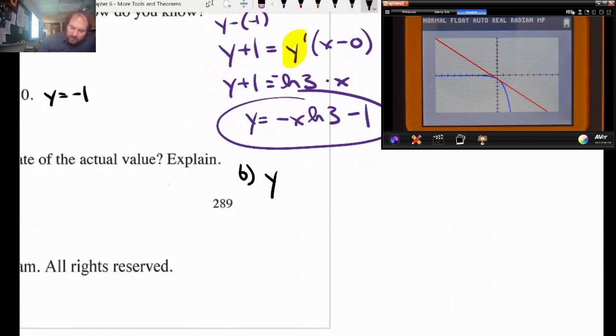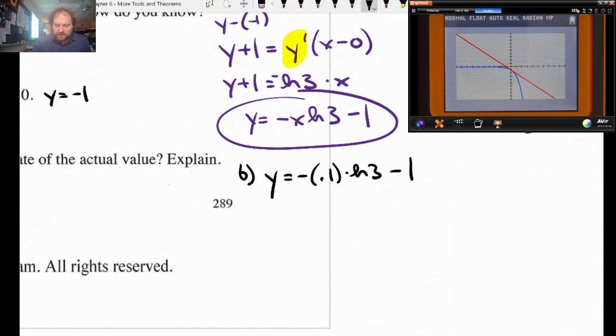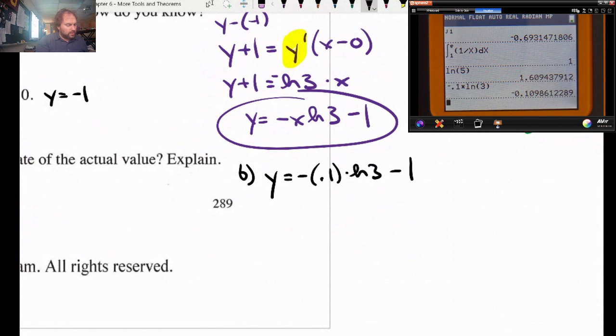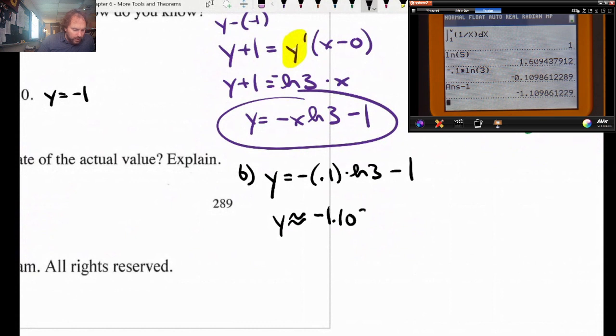So we're going to do negative 0.1 times the natural log of 3 minus 1. I don't like this example very much because you still need a calculator. Usually these examples are meant to demonstrate that you can estimate without using a calculator, but here we kind of need it. So negative 0.1 times the natural log of 3, which is that number, minus 1. So my approximation is negative 1.10986.